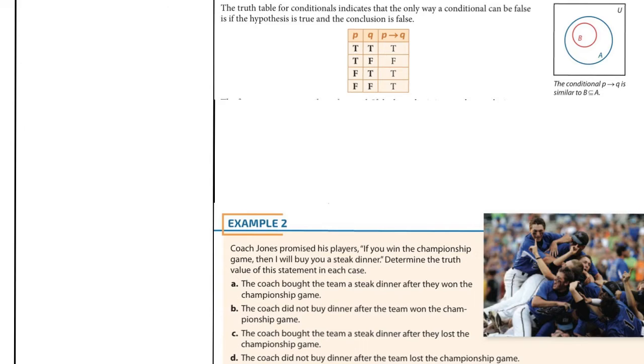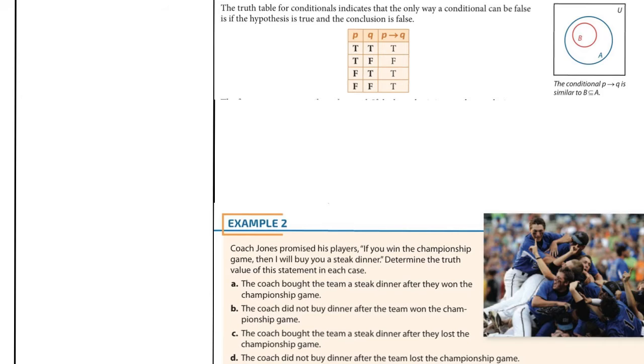Coach Jones promises his players, if you win the championship game, then I will buy you a steak dinner. Determine the truth table value of the statement in each case. The coach bought the team a steak dinner after they won the championship. All right, so the hypothesis was true and the conclusion was true. Okay, therefore our entire conditional is true.